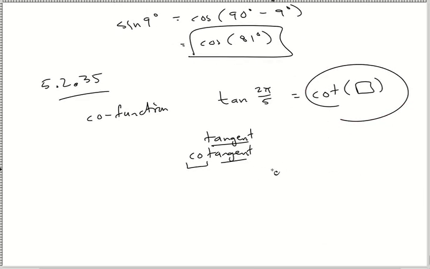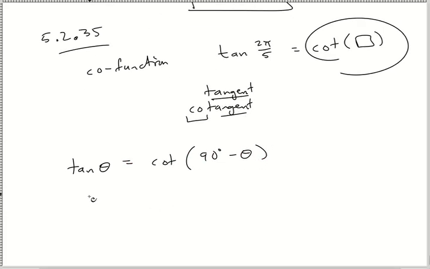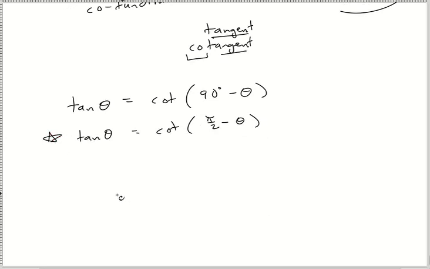Well, here's my problem. It's in radians, and I'm getting freaked out. Well, here's the formula, by the way. Tangent is equal to cotangent of 90 minus theta. But then you can also use the Radian Mode version, which is pi over 2 minus the theta. This is the one we'll be using. And so, tangent of 2 pi over 5 is equal to the cotangent of pi over 2 minus 2 pi over 5.